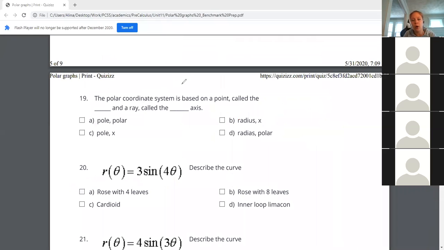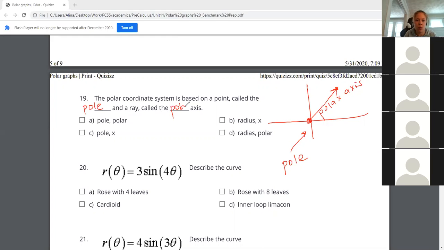Number 19, the polar coordinate system is based on a point called pole and an array called polar axis.